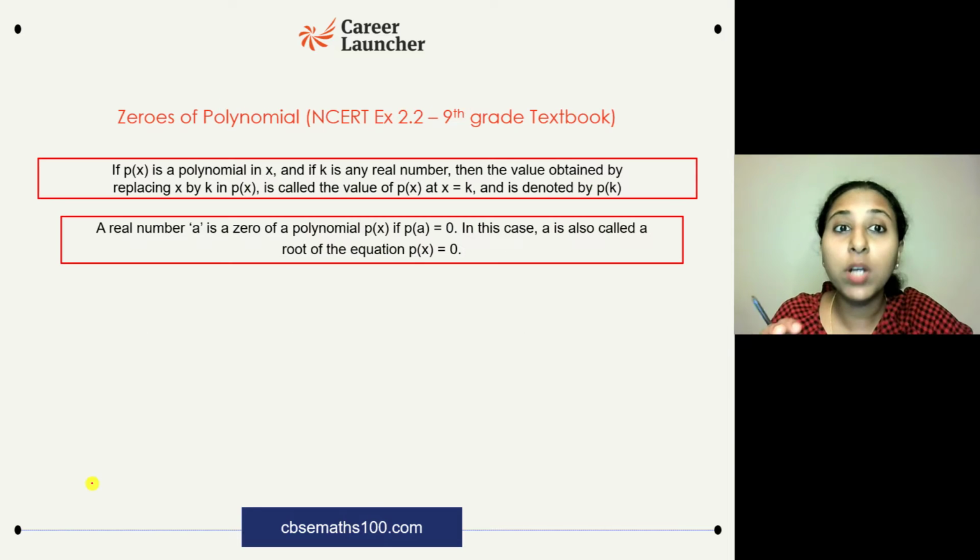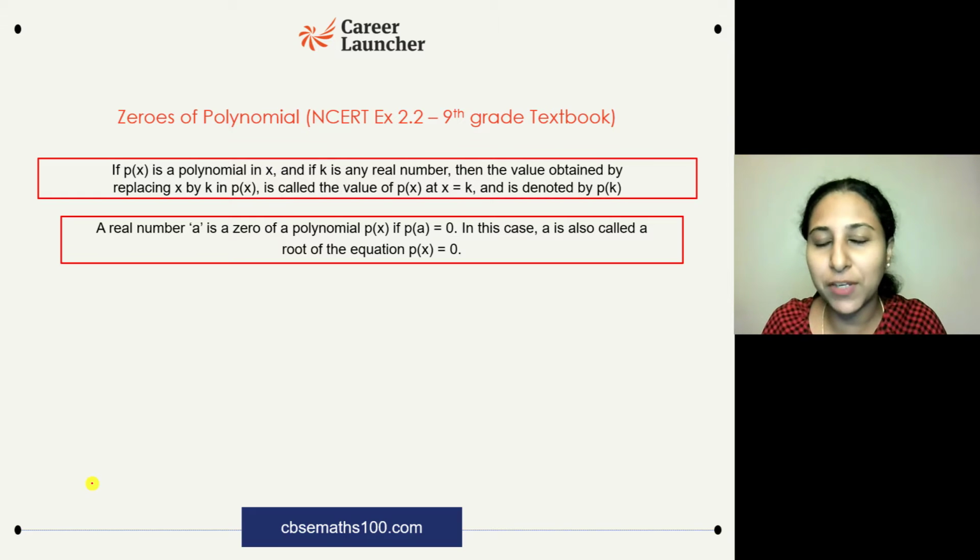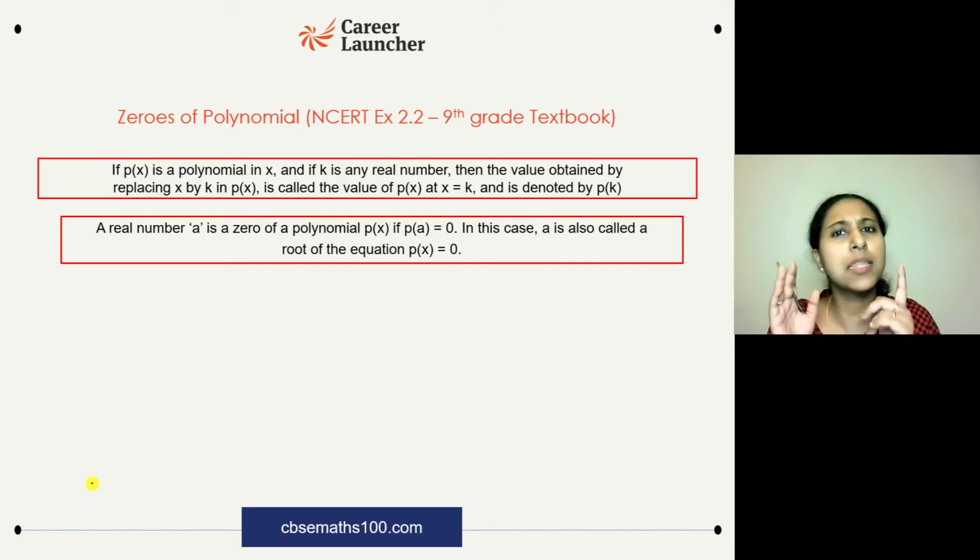Now let's see what are zeros of a polynomial. This topic is something which you learned in 9th grade. It more specifically appeared in exercise 2.2 of your 9th grade textbook, and this exercise will be important for 10th grade as well. So in case you have missed out on concepts which you learned last year, it was not clear to you, you have not practiced it well, please redo exercise 2.2 from your 9th grade.